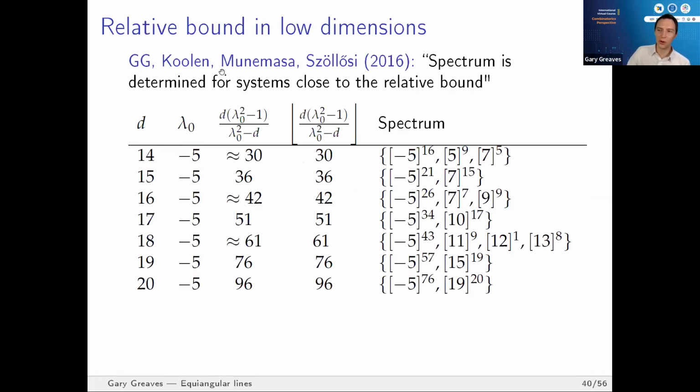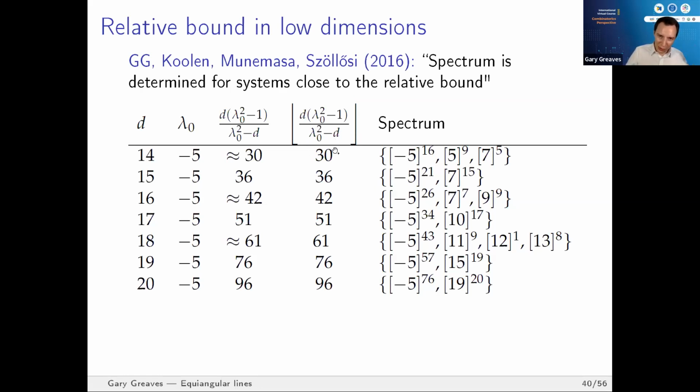What we showed with Colin, Munamasa, and Slushy in 2016 is that if you want to get close to the relative bound, so not quite equal, but as close as you can without being equal, then that restricts the spectrum of the corresponding Seidel matrices. So we saw earlier that if you want to get equality in the relative bound, the corresponding Seidel matrix has just 2 distinct eigenvalues. But sometimes equality is not possible. Sometimes the relative bound is not an integer. So instead, you can look at the floor of the relative bound.